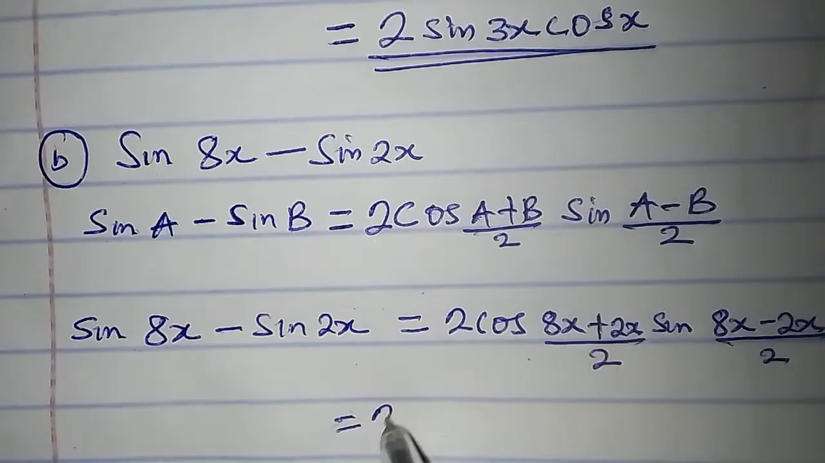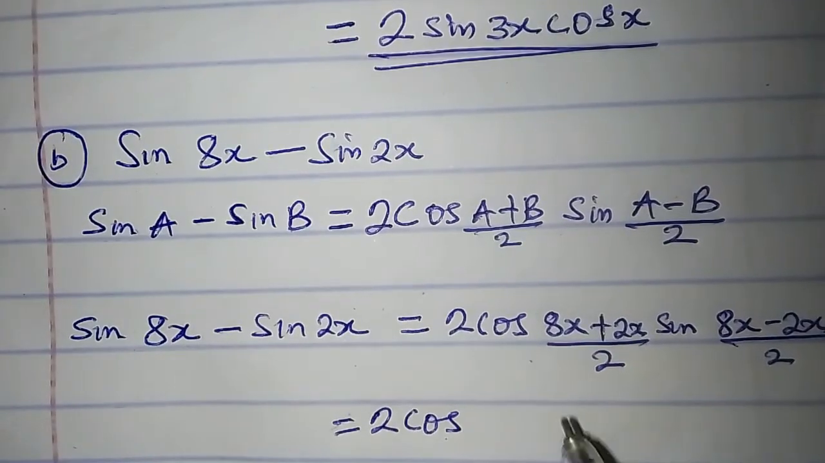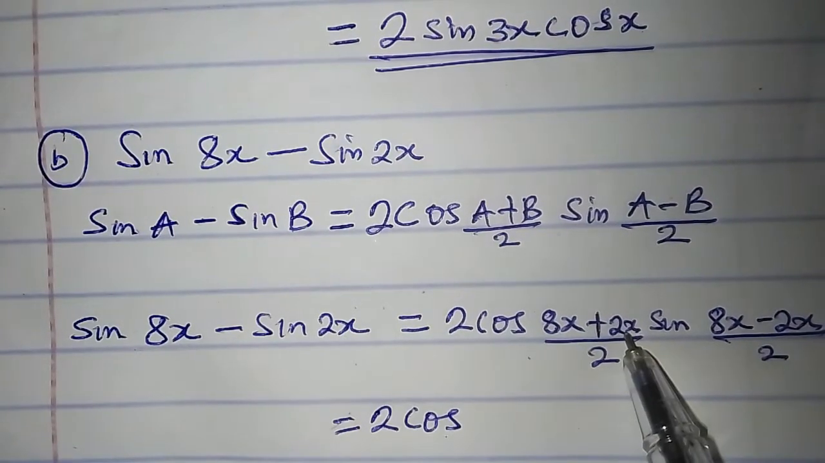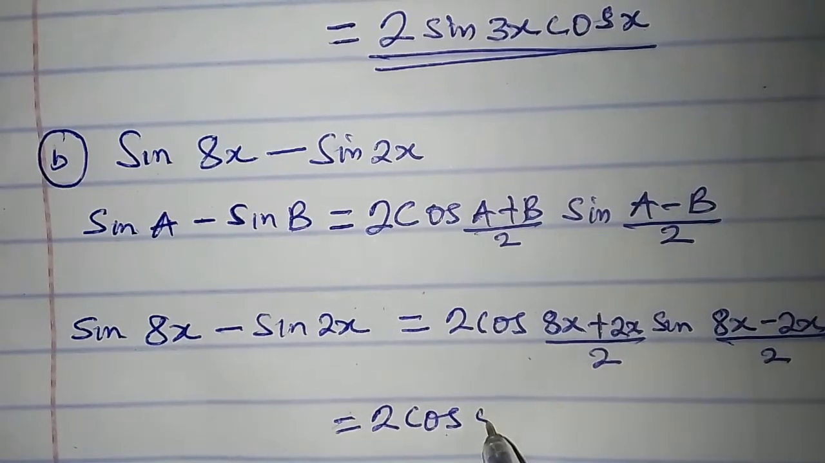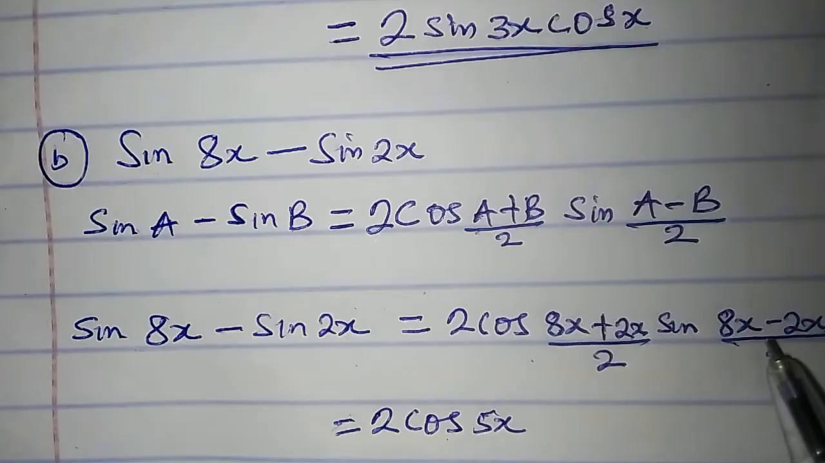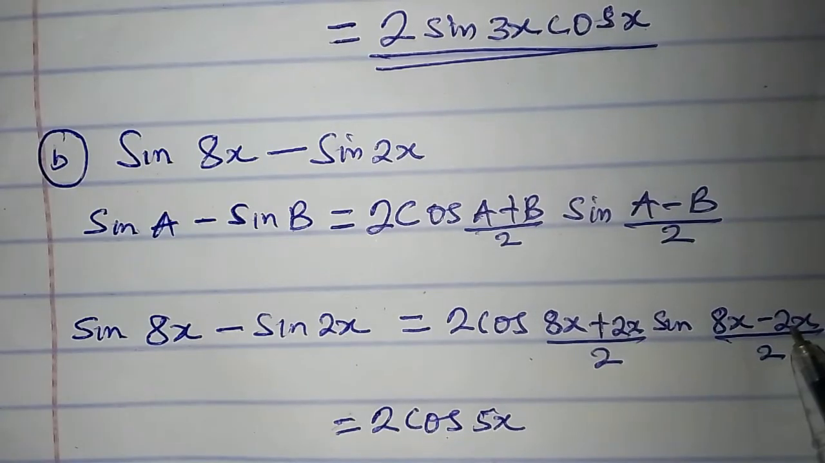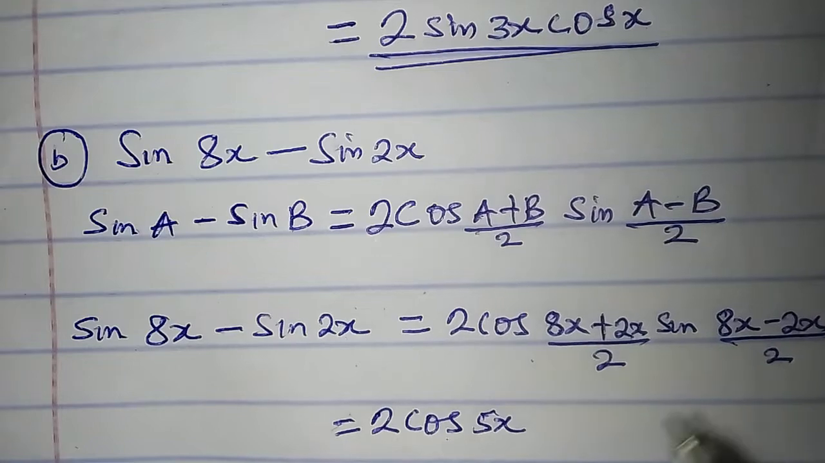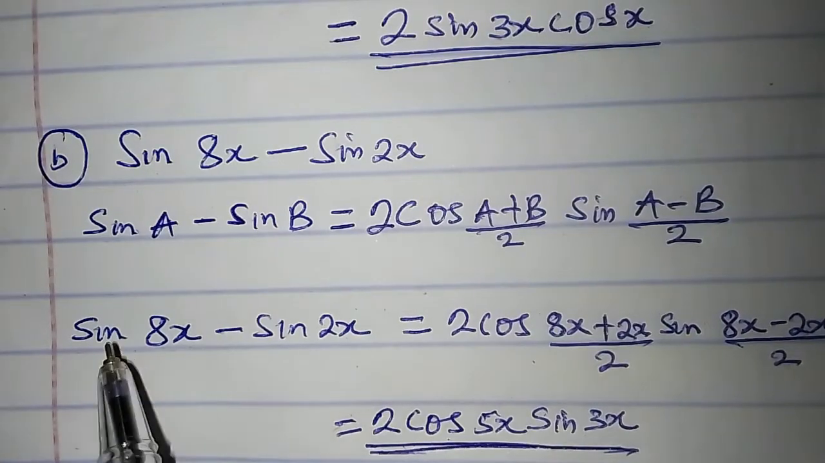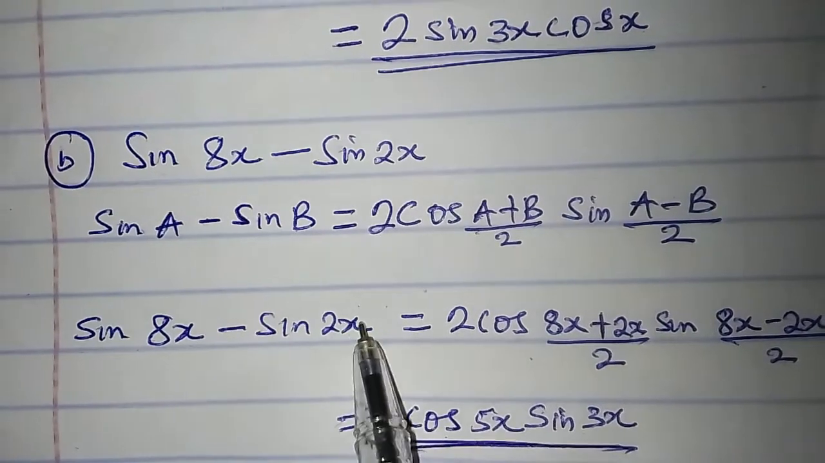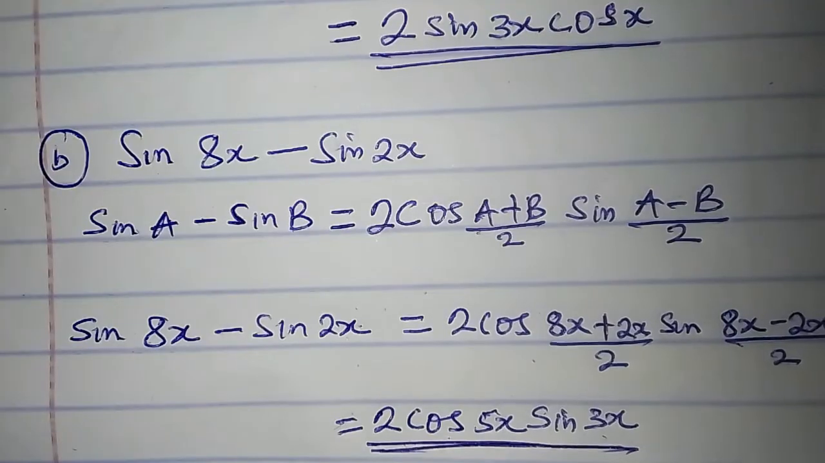Okay? 2 cos, 8x plus 2x is 10x, 10x divided by 2 is 5x. 8x minus 2x is 6x, 6x divided by 2 is 3x. So we have sine 3x. We have expressed sine 8x minus sine 2x as a product of sine and cosine.